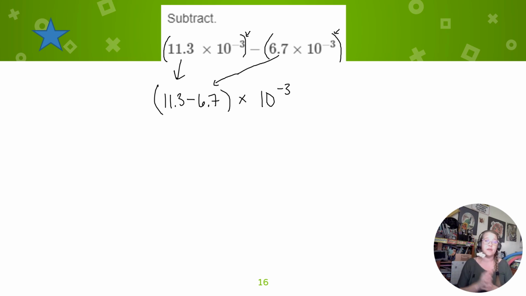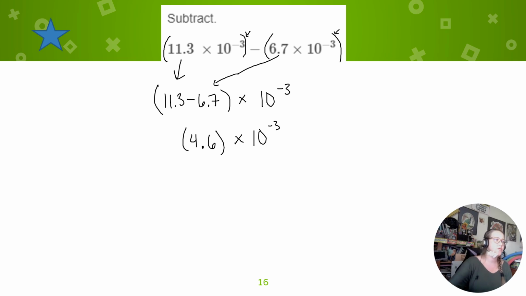There's lots of stuff you can do with this, but we're not going to get into that. You will learn it in high school. Right now we're going to deal with our 11.3 minus 6.7. Yes, I am still exhausted. That's 4.6. 4.6 goes inside our parentheses, and we multiply by 10 to the -3rd power.